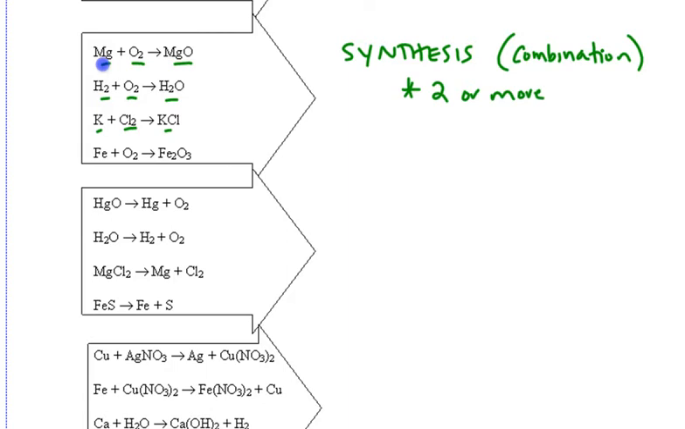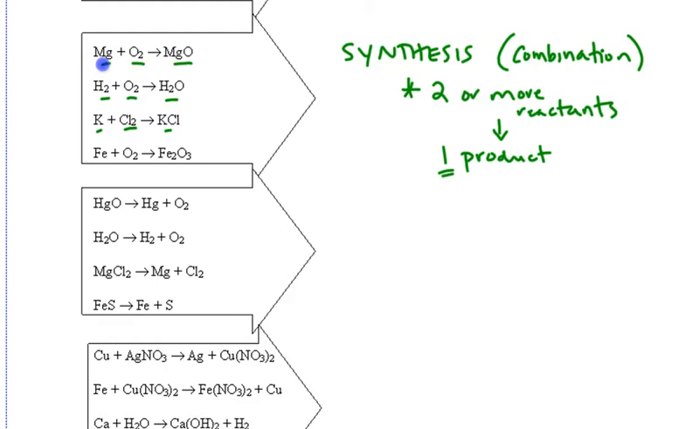2 reactants, 1 product. So this is known as a synthesis reaction. Some textbooks will refer to this as combination, but I tend to refer to it as synthesis reactions. And so what you're looking for here is 2 or more reactants turning into 1 product. So that's the key. You can have 2 or 3 or 4 reactants, but it will always turn into 1 product.